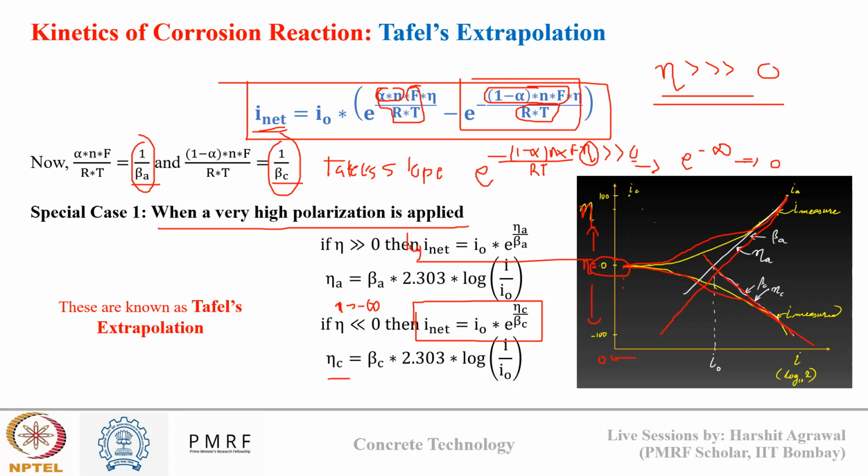So we say these are special cases because when we apply very high polarization, either in the positive direction or in the negative direction, this curve that was originally like this tends to become linear. The slope of that linear line is defined by beta a and beta c. These slopes are known as Tafel slopes, and this special case is known as Tafel extrapolation.